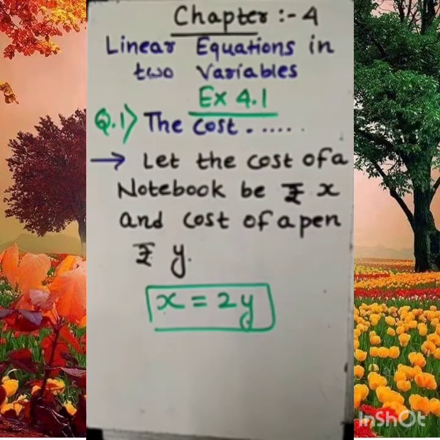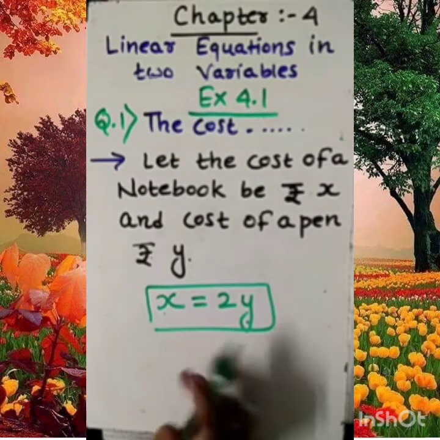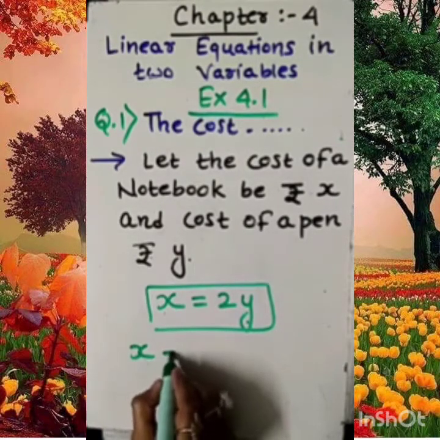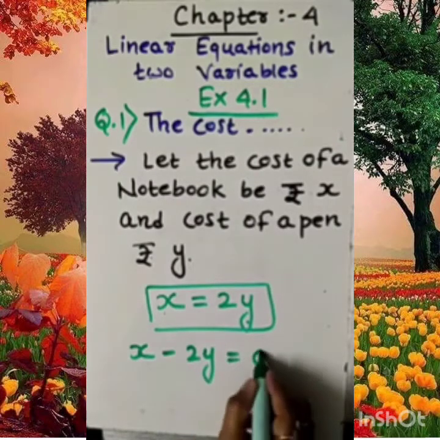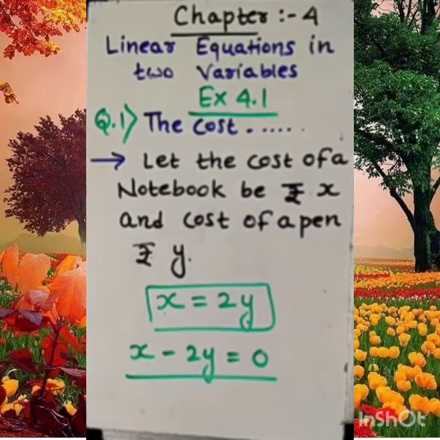We need to write it in a variable representation form. Further, in equation form, this 2y you can bring to this side. So the equation will become x minus 2y equal to 0, which is the linear equation for the word problem given in statement form in question number 1.